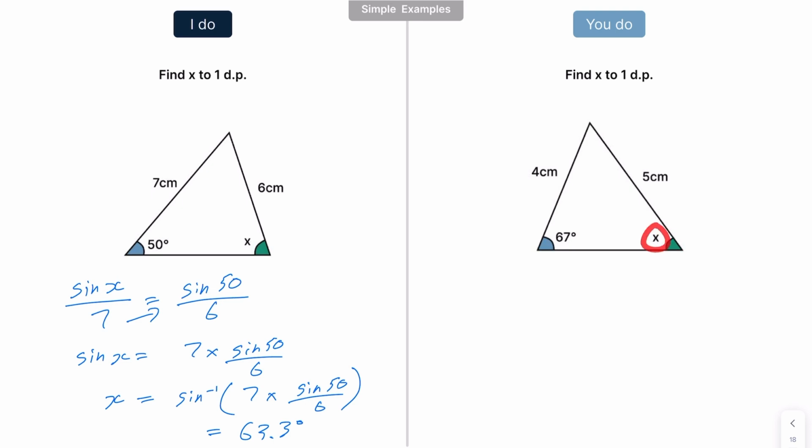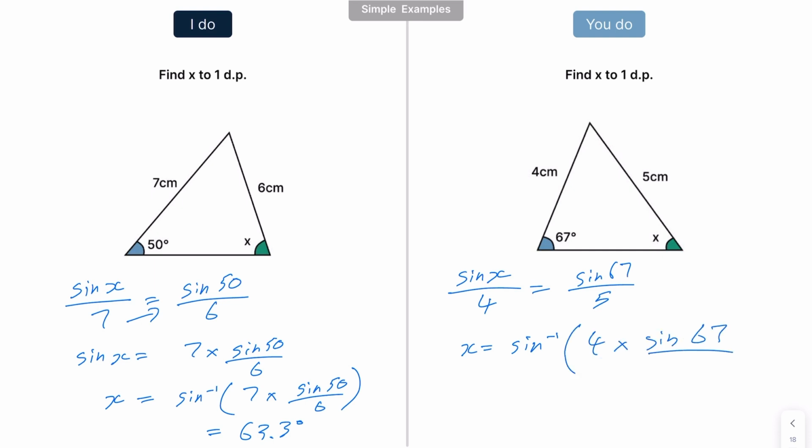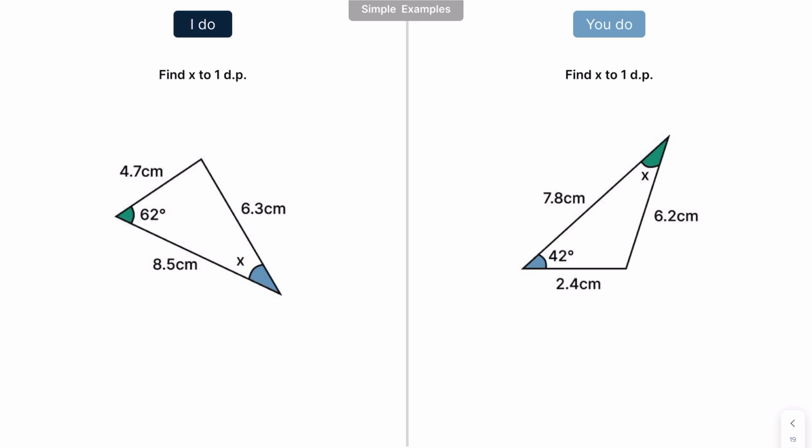So again, hopefully press pause and have a go at the example on the right. So we are looking for x. Is there a side opposite x? Yes, there is. So let's start there. Remember, it's sine x now because you're looking for an angle. Do we have another pair? Yep, we do. So let's take that. We have sine 67 over 5. And again, I'm not going to keep writing it out, but I'll write it out for this one because we've just started doing it. So that would look something like this. You type that into your calculator, you hit enter, and you get a value of 47.4 to 1 decimal place.